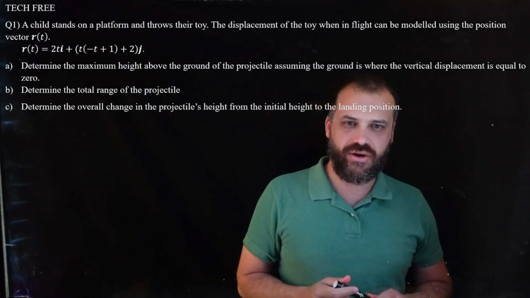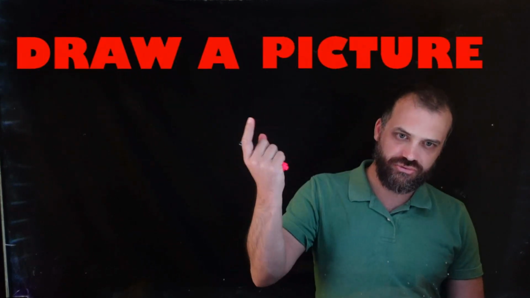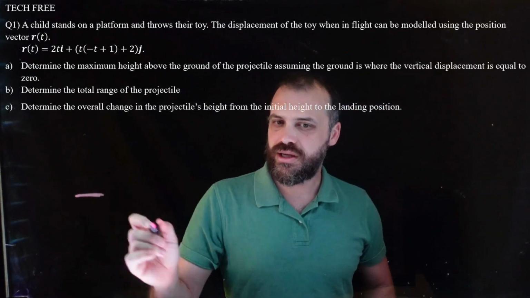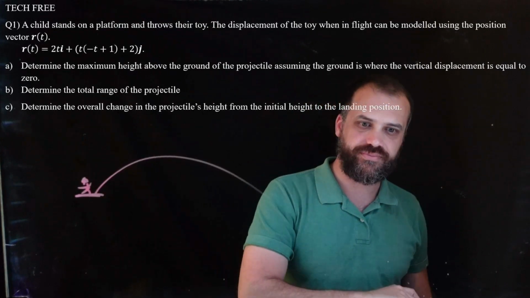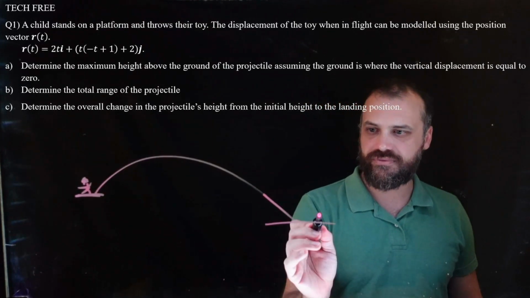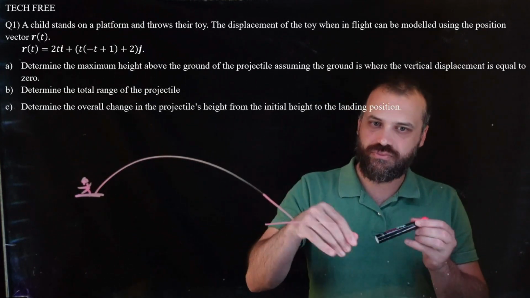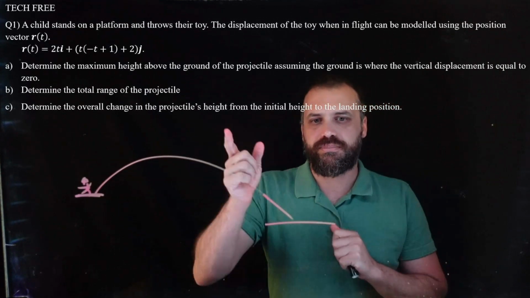A child standing on a platform. A very good idea when you've got projectile motion is to draw a picture. So let's do that. We've got a platform and the child is standing on the platform and they're throwing a thing. And it's a platform, so the ground must be like lower. All right, so it's a very good idea to get a sense of what you're doing before you start, so you understand what's happening. All right, part A.